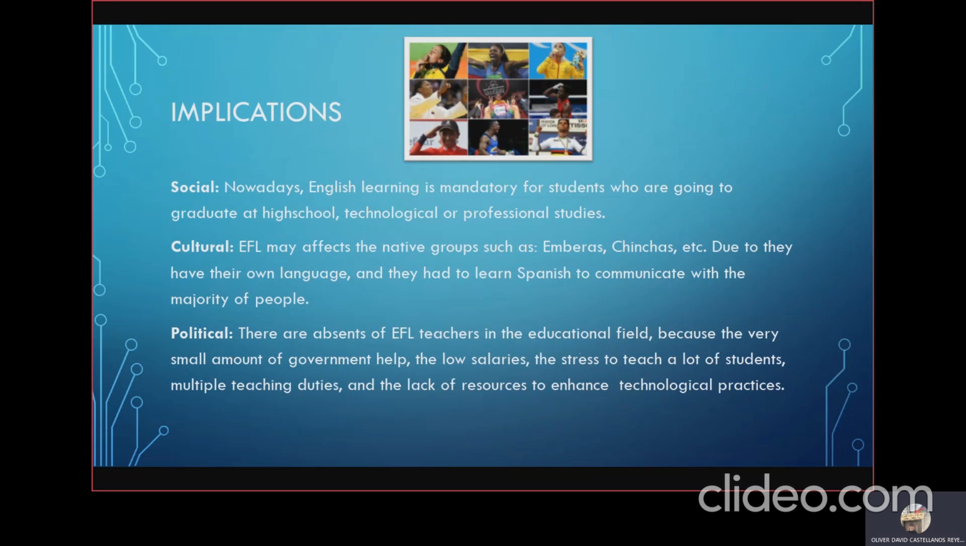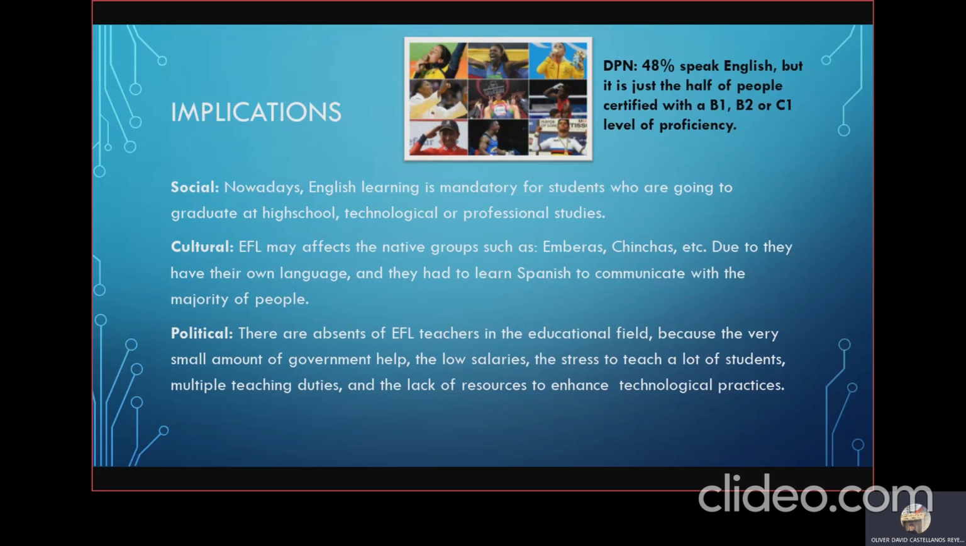Some implications into the social part. Nowadays, English learning is mandatory for students who are going to graduate from high school, technological, or professional studies. Into the cultural, EFL may affect the native groups such as Emberas, Chibchas, etc., due to they have their own language and they had to learn Spanish to communicate with the majority of people.